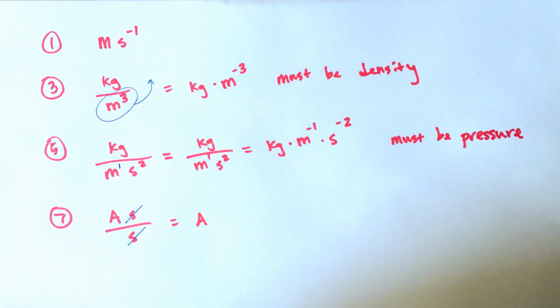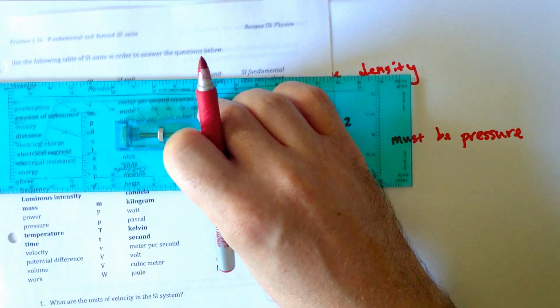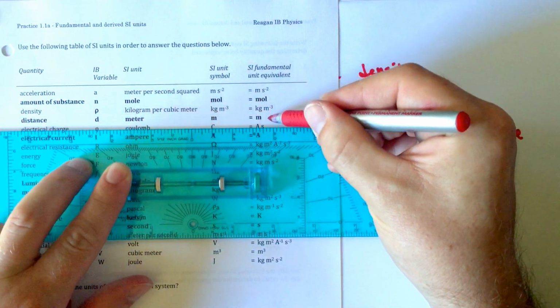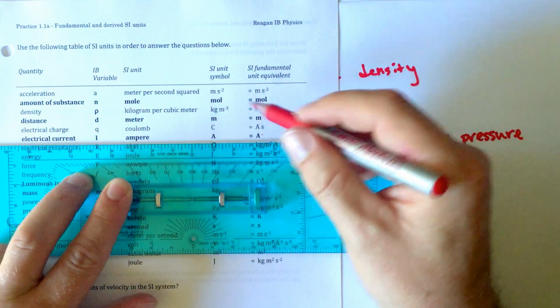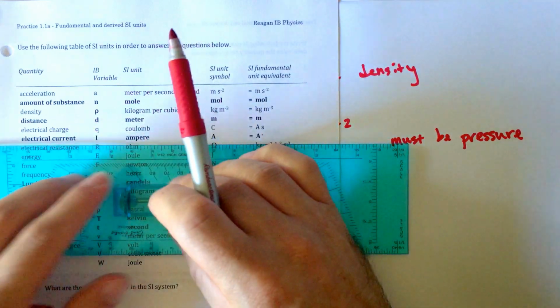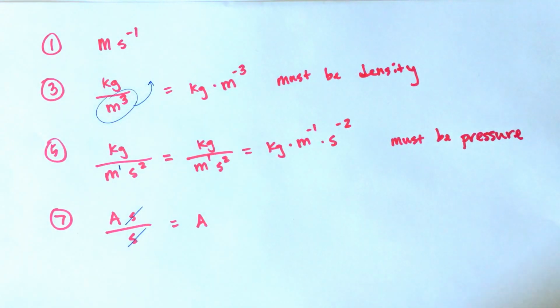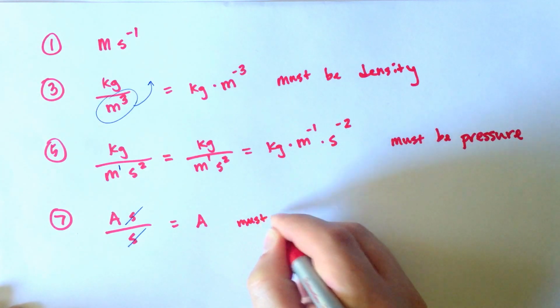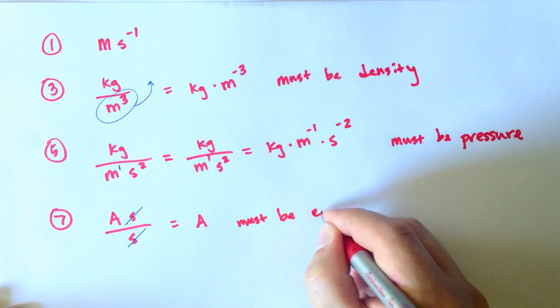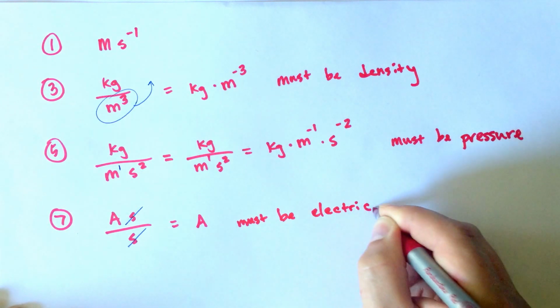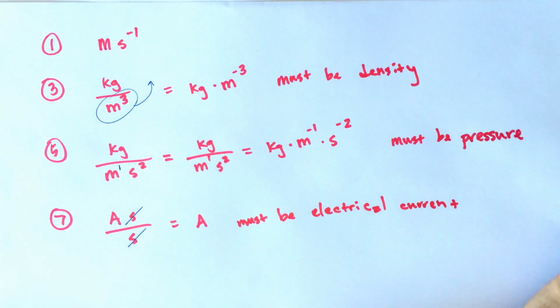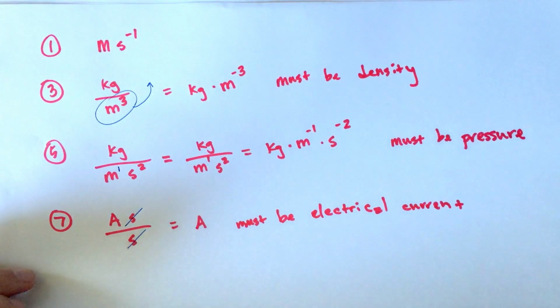If I look up what that represents, looking for the SI fundamental unit equivalent, if I go down and find amps, it represents an electrical current. And so on my paper I can say A·s over s, if the units are in amperes, it must be electrical current. Excellent. Number 9. Drop down a page here.